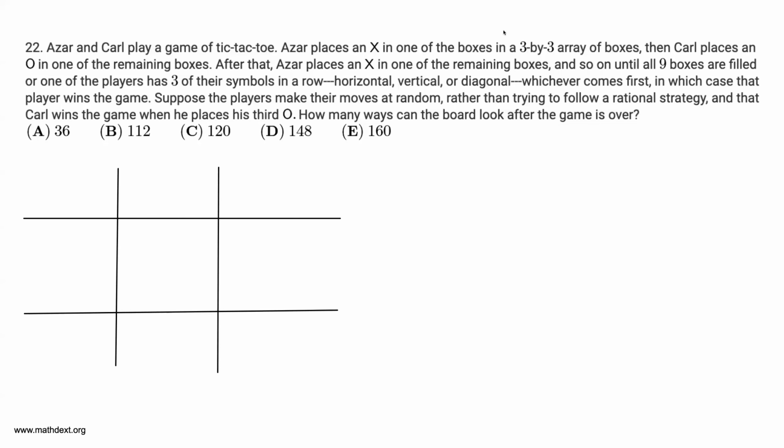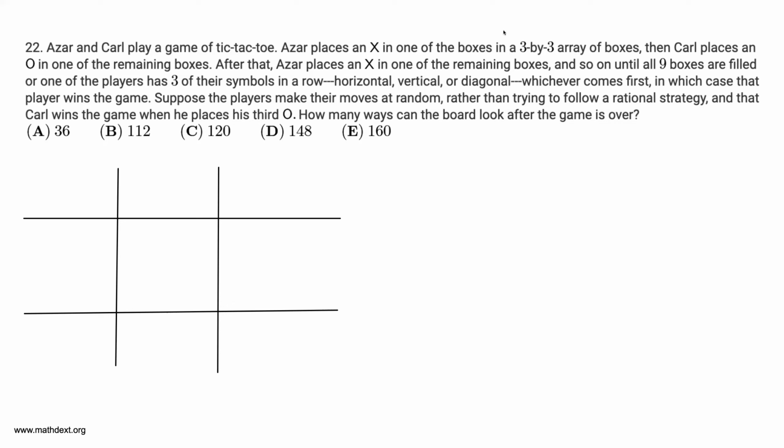Azar and Carl play a game of tic-tac-toe. Azar places an X in one of the boxes in a 3x3 array of boxes, and then Carl places an O in one of the remaining boxes. After that, Azar places an X in one of the remaining boxes, and so on until all 9 boxes are filled, or one of the players has 3 of their symbols in a row, horizontal, vertical, or diagonal, whichever comes first, in which case that player wins the game.